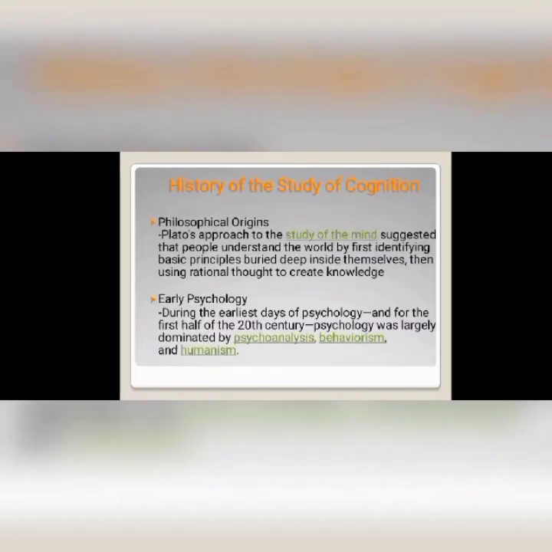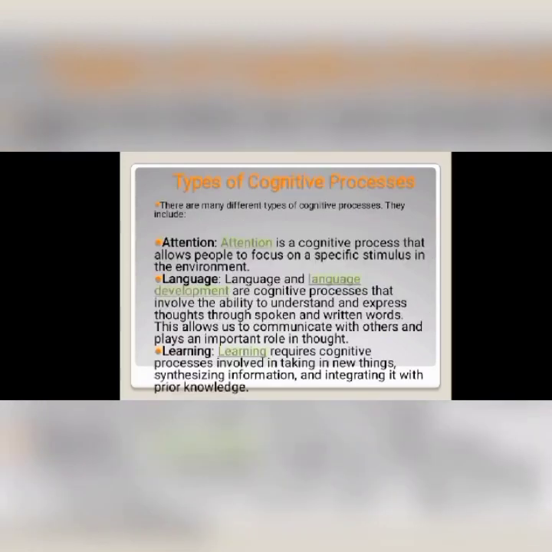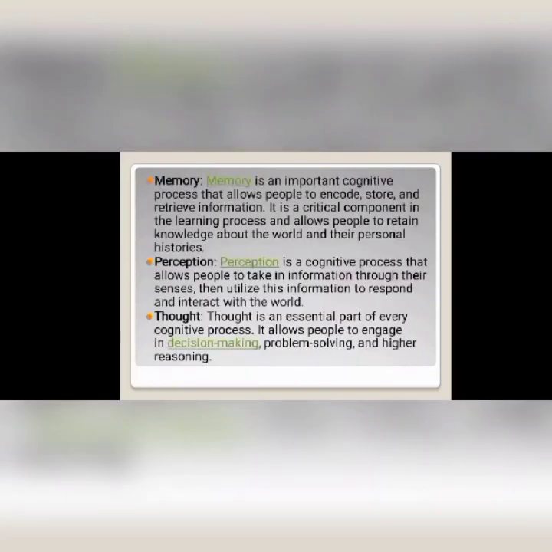History of the study of cognition. There are two: philosophical origins and early psychology. That is an approach to the study of mind in which people understand the world by first identifying basic principles, then use rational thought to create knowledge. Early psychology was largely dominated by psychoanalysis, behaviorism, and humanism. There are 6 types of cognitive processes: attention, language, learning, memory, perception, thought.